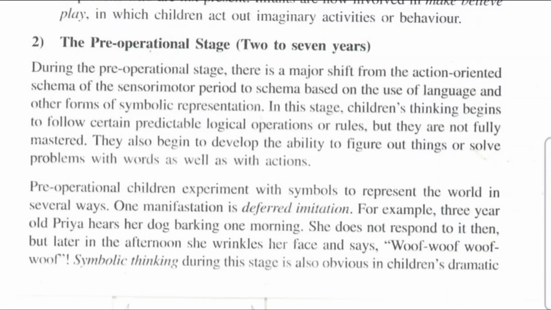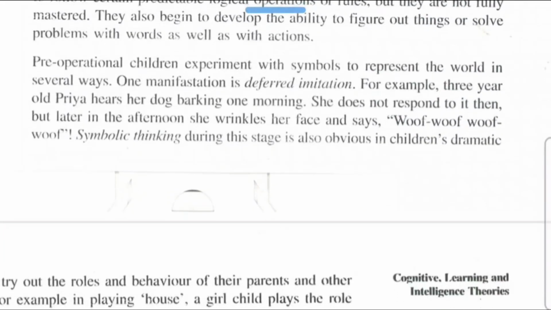Preoperational children experiment with symbols to represent the world in several ways. One manifestation is deferred imitation. For example, a 3-year-old named Priya hears her dog barking one morning. She does not respond to it then, but later in the afternoon, she wrinkles her face and says, "Woof, woof, woof." Symbolic thinking during this stage is also evident in children's dramatic play.